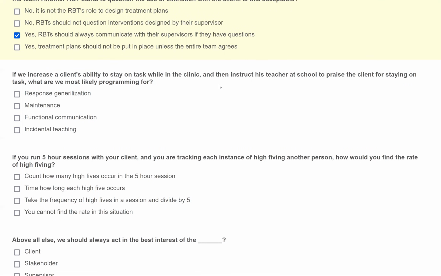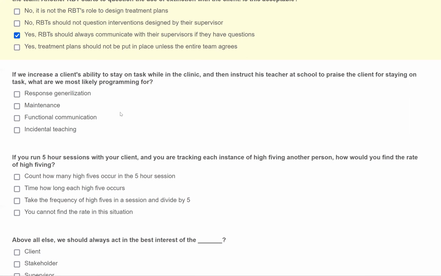This isn't technically response generalization. Okay, response generalization is what? It's when we have multiple responses for one stimulus. In this case, we have a single response, staying on task. We're not programming for response generalization. We want the client to stay on task in the clinic and at school. So now we have to kind of reset a little bit.